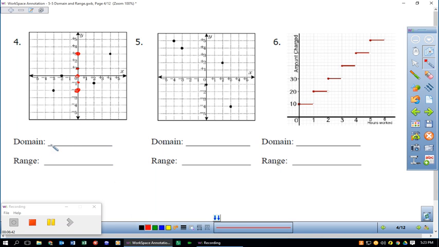We have -2, -1, 0, 1, and 3. But going in the x direction, looking where it lives going left to right, it starts at -3, then -2, then we have that point right there, so it's 0, a point at 2, and a point at 4. So -3, comma, -2, comma, 0, comma, 2, comma, 4.